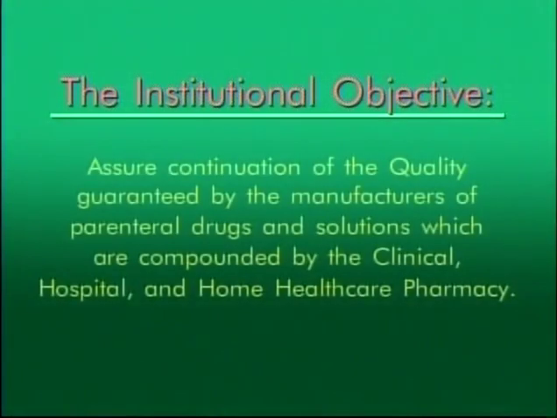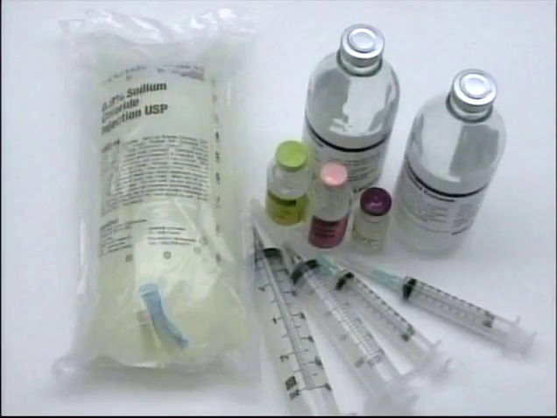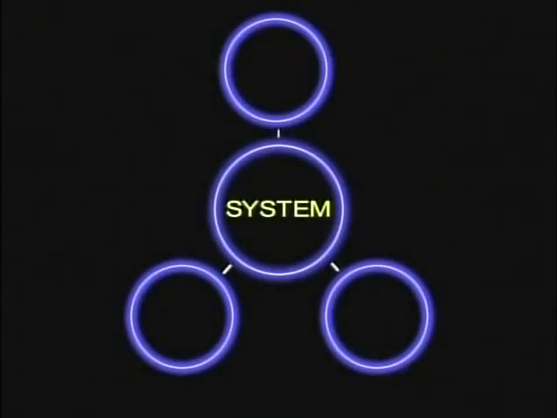The institutional objective: assure continuation of the quality guaranteed by the manufacturers of parenteral drugs and solutions, which are compounded by the clinical, hospital, and home health care pharmacy. IV admixtures provided to the patient in institutional and home care settings are the product of a complex system of numerous storage, compounding, and administration functions.